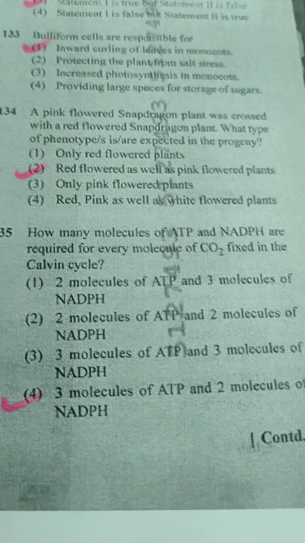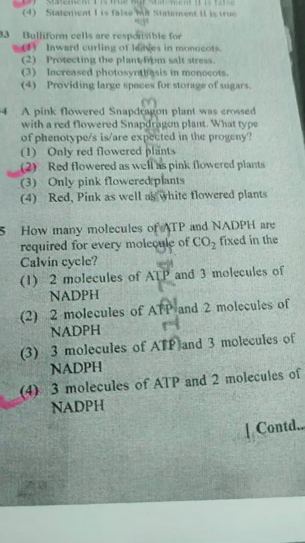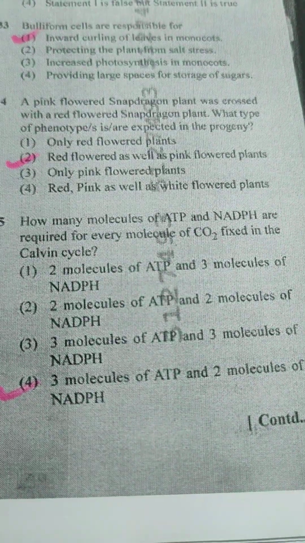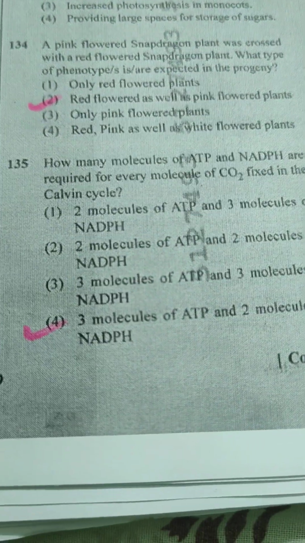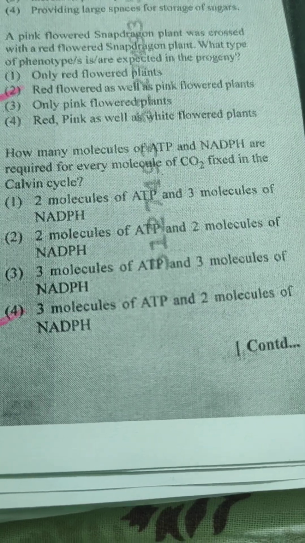Question number 135. How many molecules of ATP and NADPH are required for every molecule of CO2 fixed in the Calvin cycle? Correct answer is 4. 3 molecules of ATP, 2 molecules of NADPH.